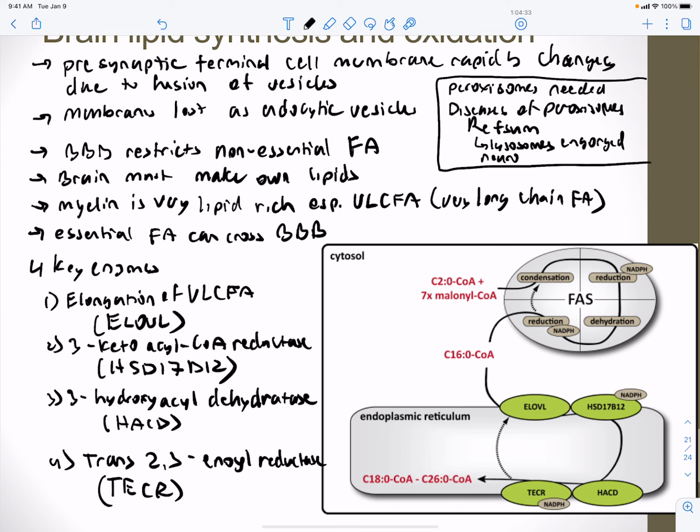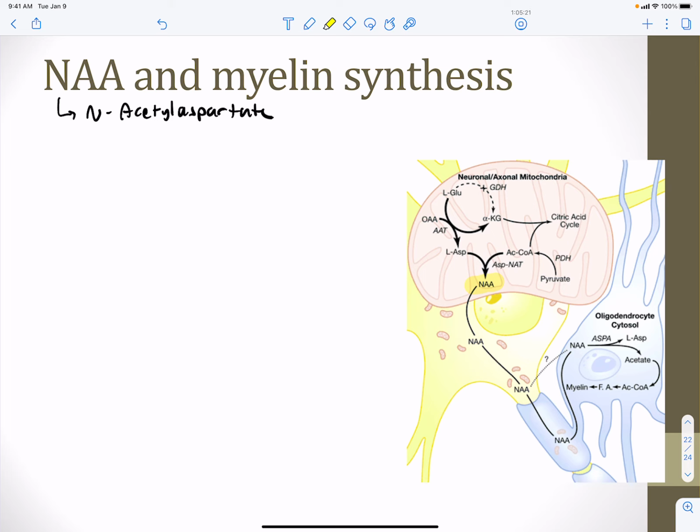All right, so we have N-acetylaspartate in myelin synthesis. So here we have our formation of NAA. NAA is going to be the reservoir for acetate or acetyl-CoA. This is going to be synthesized in neurons and metabolized by other cells.